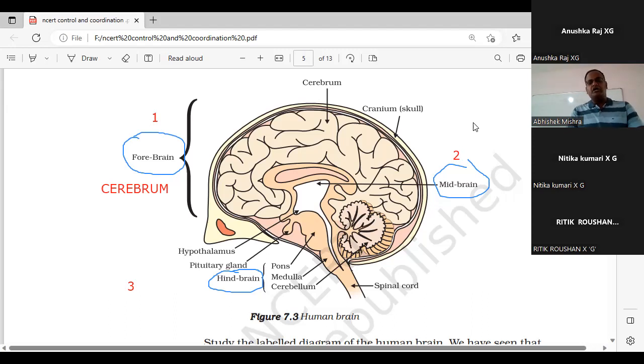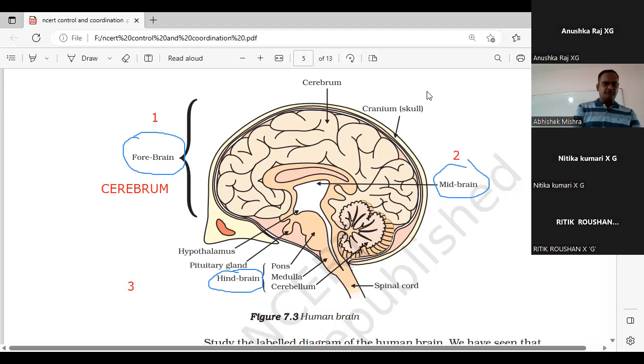The midbrain controls the movement of the head, neck, and the trunk in response to auditory and visual stimuli. Auditory stimuli I will come to later on, but now I have said visual stimuli. Is it clear to you how the movement of the head, neck, and trunk in response to the visual stimuli is being controlled and who controls this? That is the midbrain. Is it clear to all?